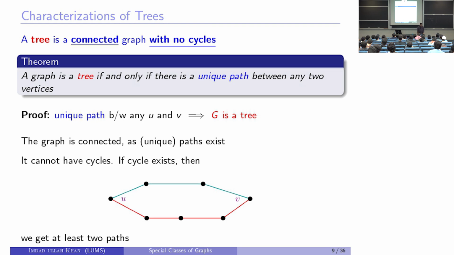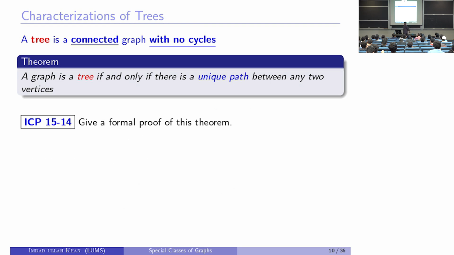Trees have many characterizations. Definition: a connected graph on n vertices with no cycle, sometimes called an acyclic graph. We saw the directed acyclic graph earlier, right? That prerequisite chart. So a connected acyclic graph is called a tree. There is another characterization of the tree. So this is what you have to complete. Not now. This is your take home ICP.